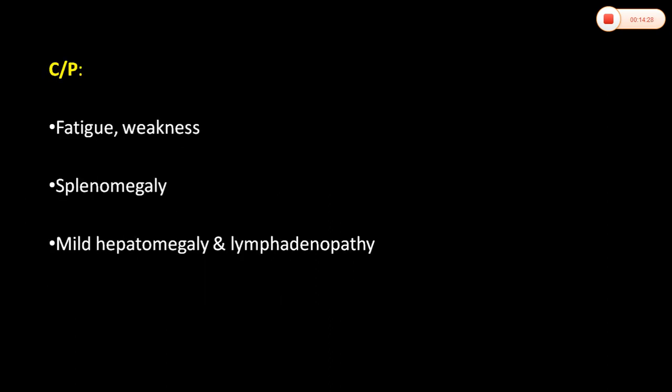Clinically, due to anemia, the patient will have fatigue and weakness, and splenomegaly is the characteristic feature you will see, along with mild hepatomegaly and lymphadenopathy. This is the clinical picture with which chronic myelogenous leukemia patients will present to you. This is about CML. In the next class, we will talk about lymphoid neoplasms.